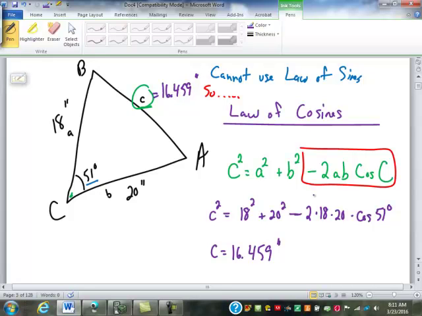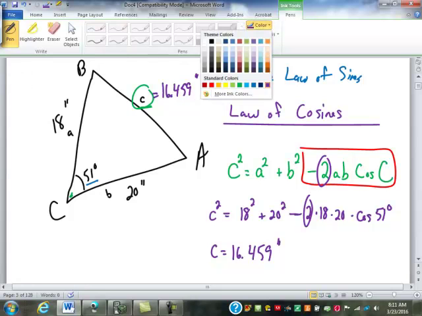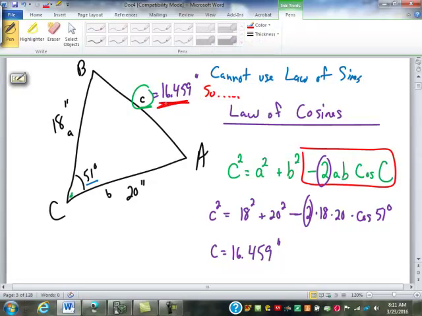Two is a constant, yes. That is a constant. That's always there. You will now notice, now that I have that side, I do have a side and its opposite angle, or an angle and its opposite side. So now it's just back to the law of sines.